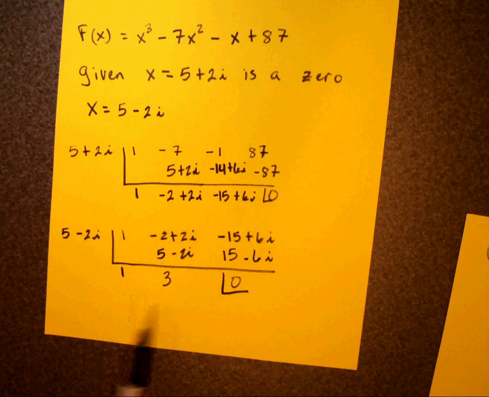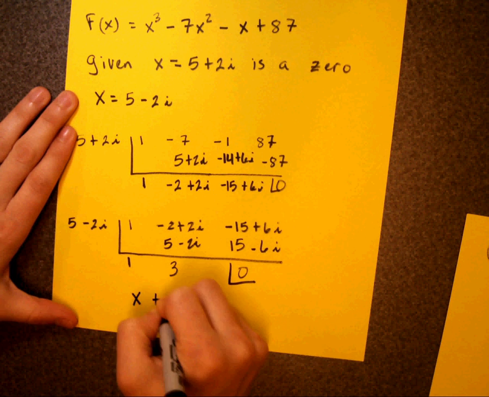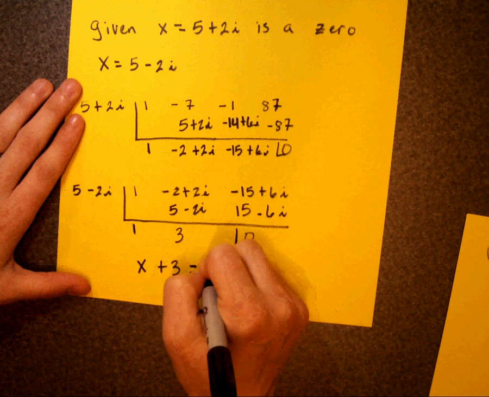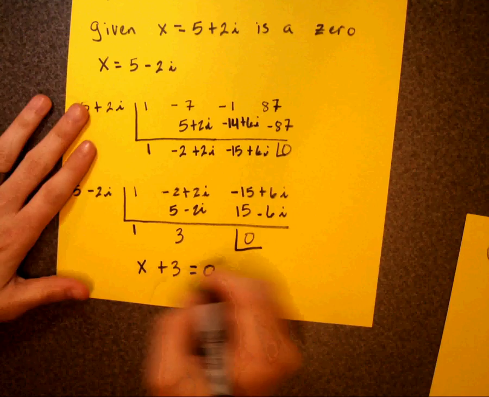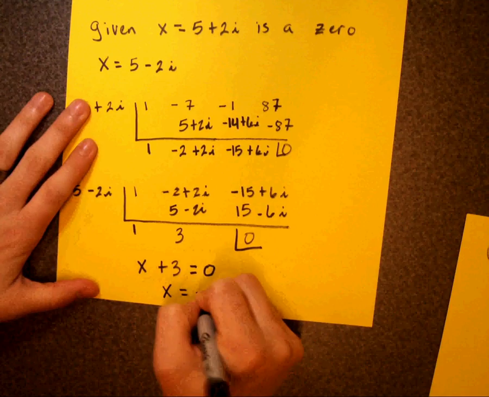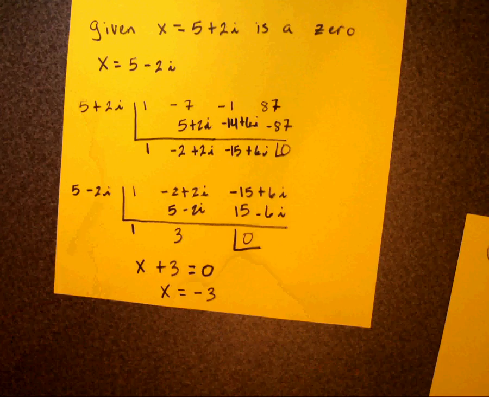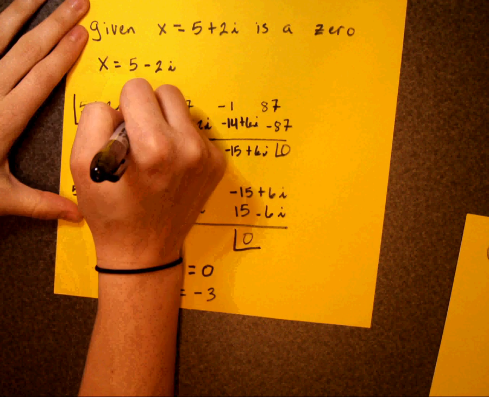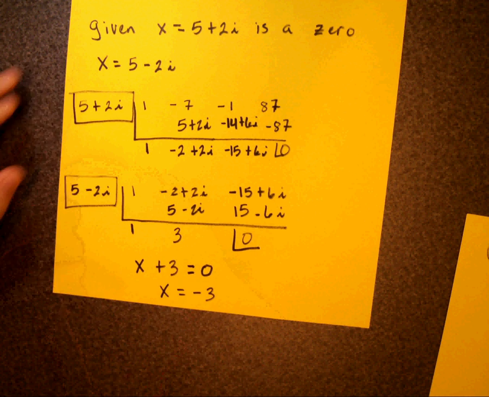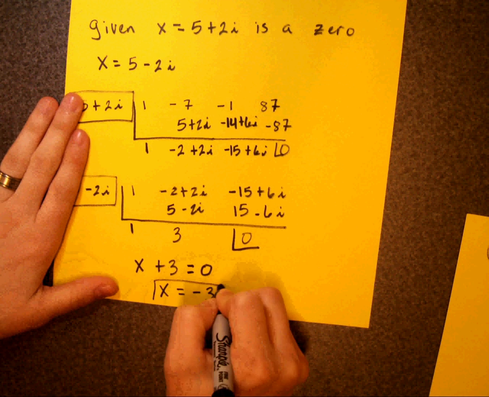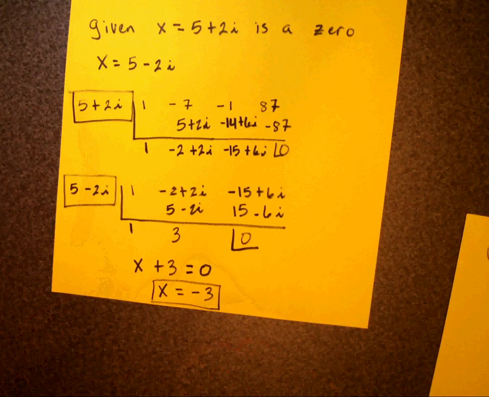Linear, right? So this tells me that x plus 3 equals 0. Equals 0 because I want to solve it, right? If it was a quadratic, we'd set it to 0 as well. So x plus 3 equals 0. And if I solve for x, I get x equals negative 3. And so all the zeros of my given function are 5 plus 2i, the given root, 5 minus 2i, the conjugate, and x equals negative 3. So these are all the zeros of my given function.